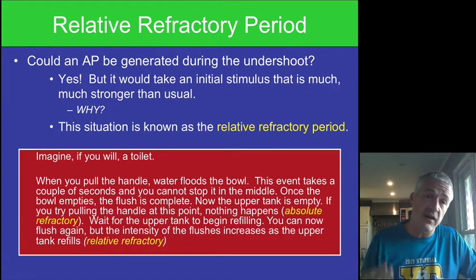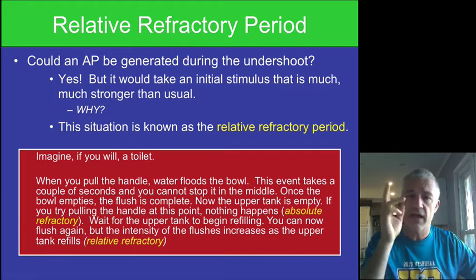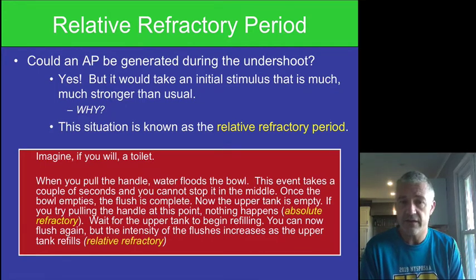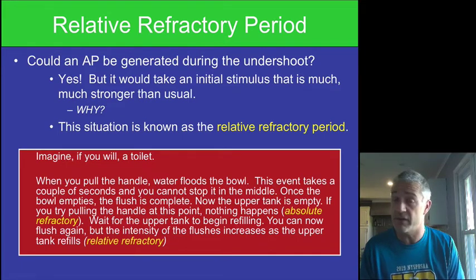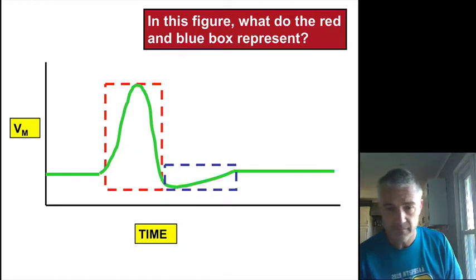Again, what this means for us in terms of action potentials is you need a stronger stimulus to send an action potential, or a quicker action potential after the first one. So you're going to need a bigger stimulus. It's going to have to move at more millivolts than it normally would. So instead of only doing 20 millivolts, it's going to have to move 25 or 30 millivolts if you're in that relative refractory period in that undershoot.